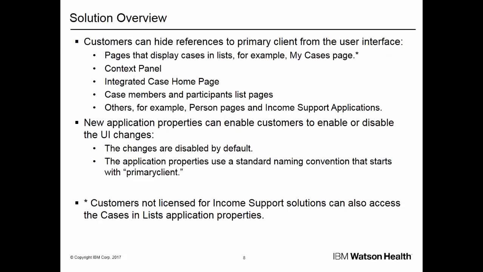To solve these problems, Kurum version 7.02 introduces functionality that allows customers to hide references to the phrase primary client in the user interface. There are new application properties that allow the customer to enable or disable the user interface changes. By default, the properties are set to disabled.